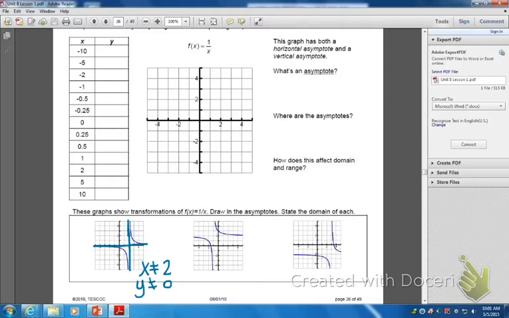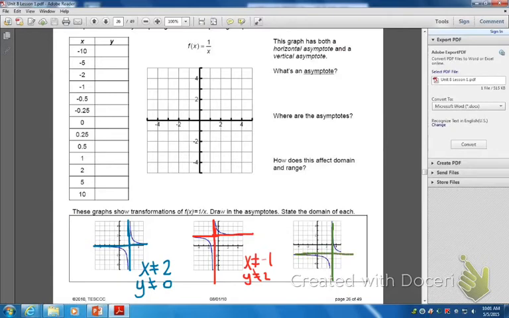Okay, let's look at our second one. What is your vertical asymptote on the second one? -1. And what is the horizontal? 2. Okay. So looking at your vertical asymptote, what can your x not be? -1. It cannot be -1. And your y cannot be 2. And our last one. Where is your vertical? 3. Where's your horizontal? -2.